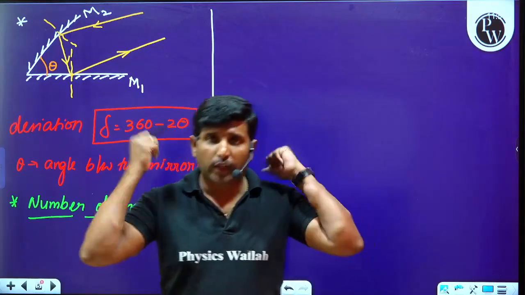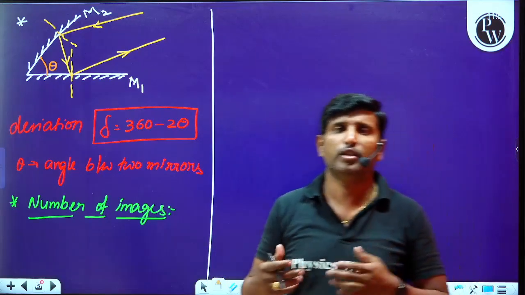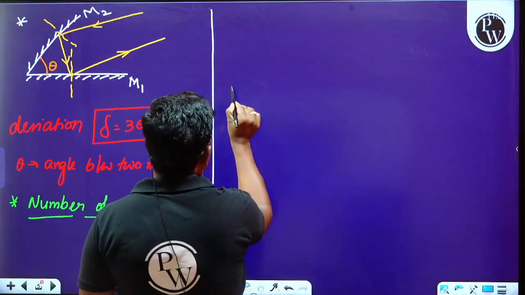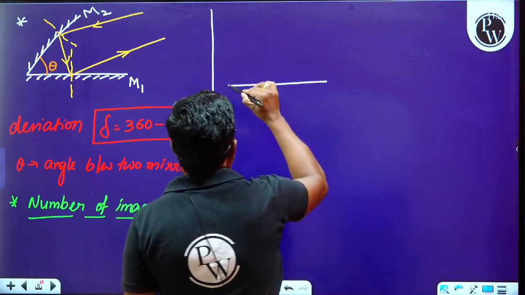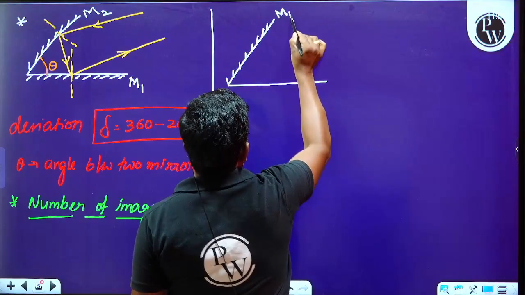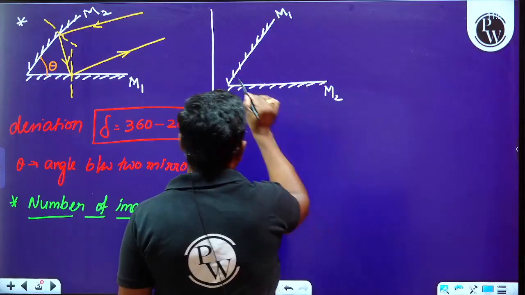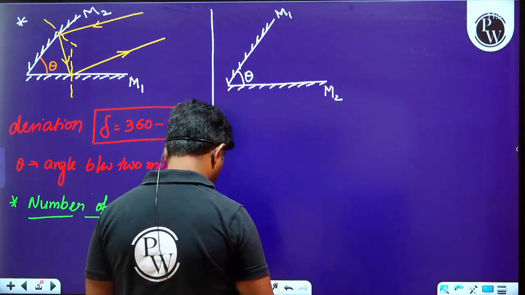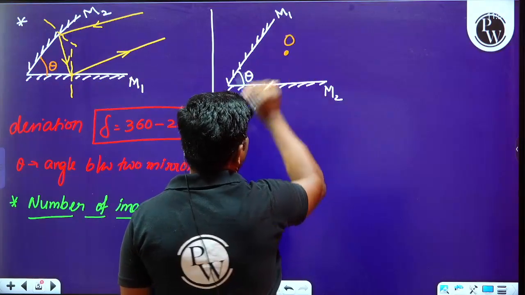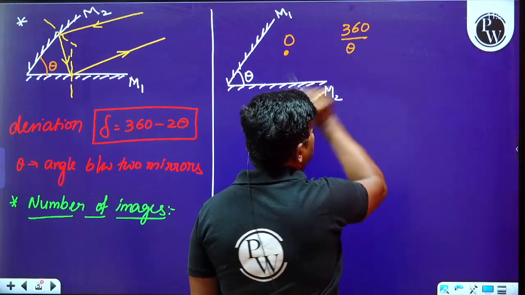And we can observe this whenever we visit shopping malls. So whenever the two mirrors are inclined at an angle theta, let us say M1 is one mirror and M2 is the second mirror, and theta is the angle of inclination. Whenever we consider an object O, first of all we have to calculate the value 360 by theta.